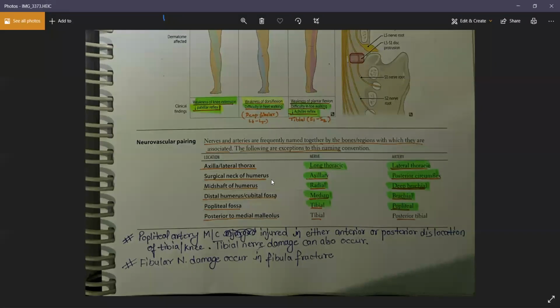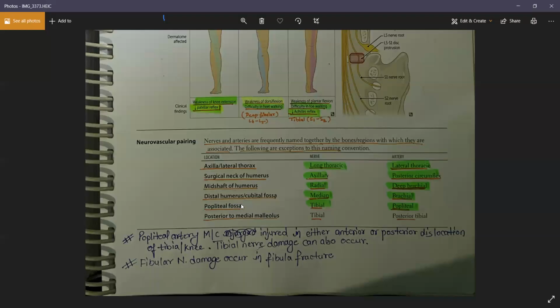For the surgical neck of the humerus, we have discussed the axillary artery and the anterior and posterior circumflex arteries. Whenever you get damage of the axillary nerve, you will also get damage of the posterior circumflex artery, and that's how you can get avascular necrosis of the head of the humerus. Then for the mid shaft of the humerus, along with the radial nerve, you have the deep brachial artery. For the distal humerus or the cubital fossa, you have the median nerve accompanied by the brachial artery. So the brachial artery for the median nerve and the deep brachial artery for the radial nerve.